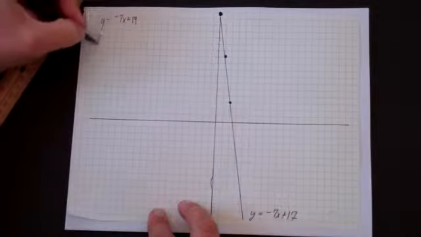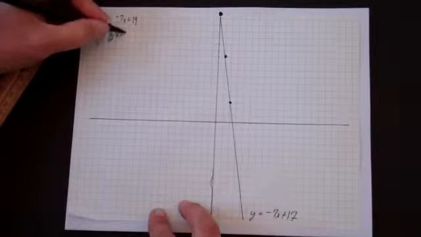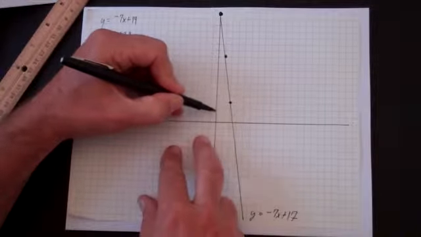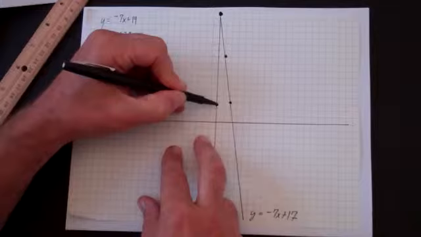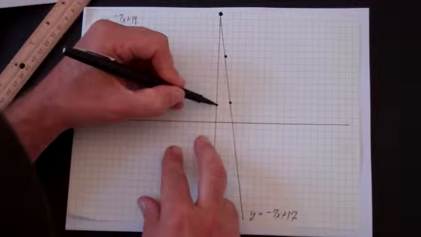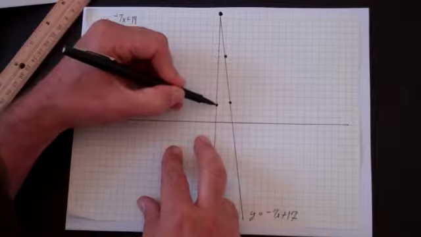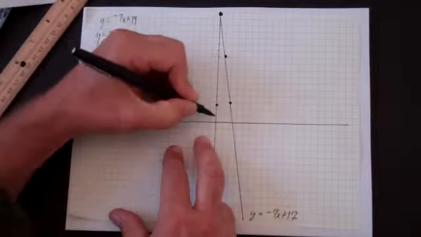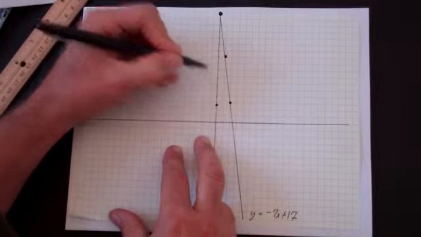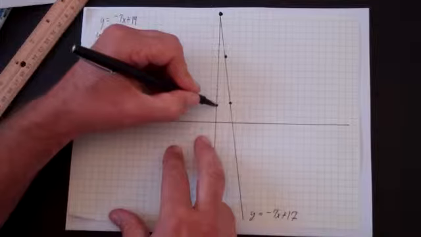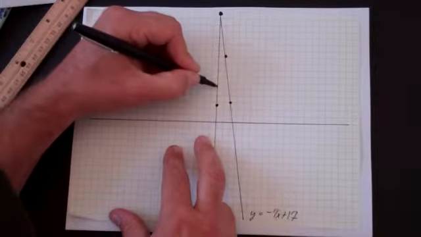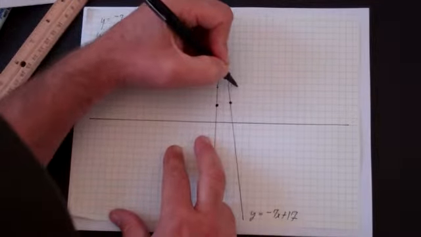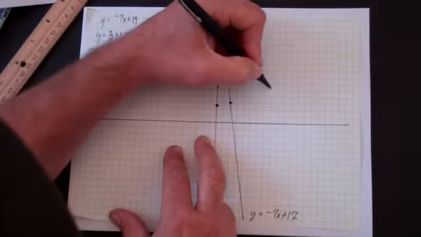And my second line is y is equal to 3/10x plus 2.4. So I'm going to go to 2.4. 2.4 is about right there. The slope is 3 over 10. You have to be careful there. If I start at 2.4 and I go up 3, that's 5.4. 5.4 is right there. And then I go over 10. 1, 2, 3, 4, 5, 6, 7, 8, 9, 10.